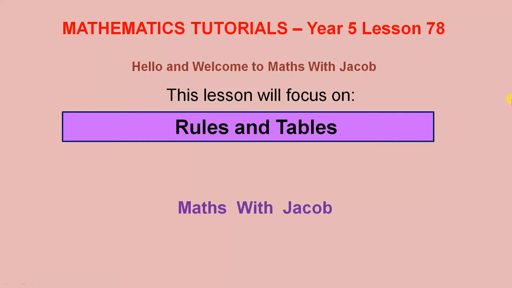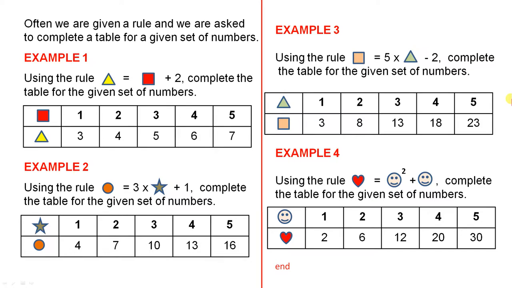This lesson will focus on rules and tables. Often we are given a rule and we are asked to complete a table for a given set of numbers. For example 1, using the rule triangle equals square plus 2, complete the table for the given set of numbers. So to find the triangle, we take the number representing the square and we add 2.